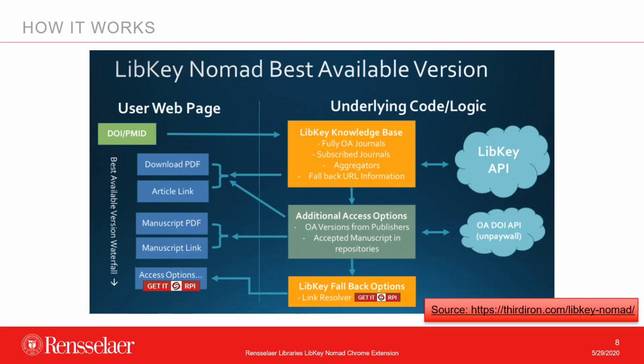So if there's no version Rensselaer Libraries can immediately provide you, it will connect you to our Get It at RPI service, which you might be familiar with. And then that'll present you with a populated interlibrary loan form, as well as other service options in certain cases. But hopefully, Nomad will get you directly into a PDF file or article link, and if not, quick turnaround on interlibrary loan.